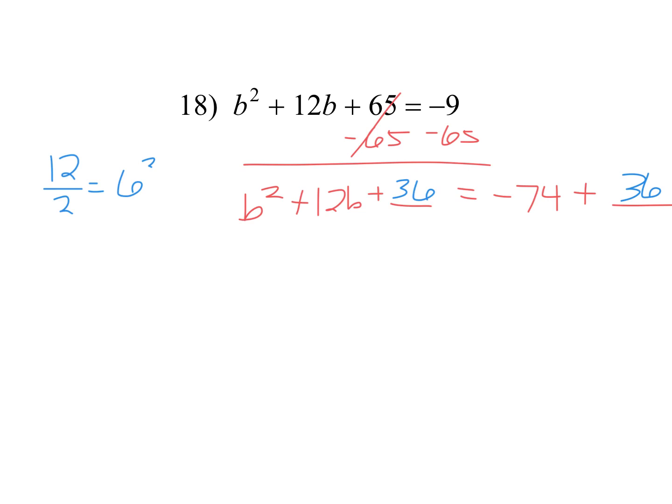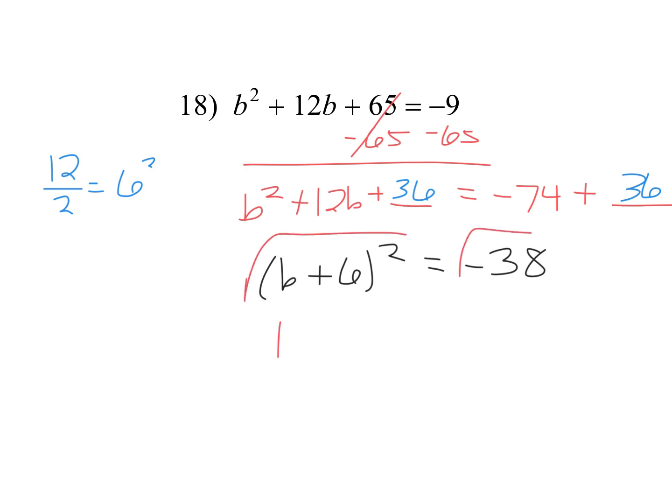So now we complete the square. What do I write? It is b. Yep. Equals negative 38, right? So how do we solve this? Square root. So on the left side, I get b plus 6 equals, what do I get on the right side? Negative 38. Wait.